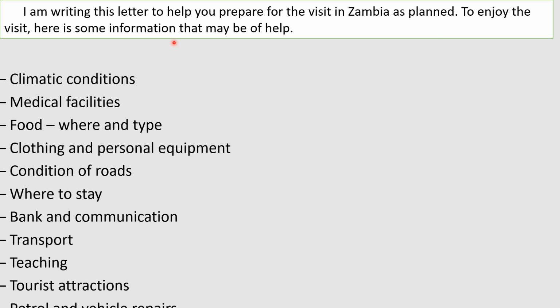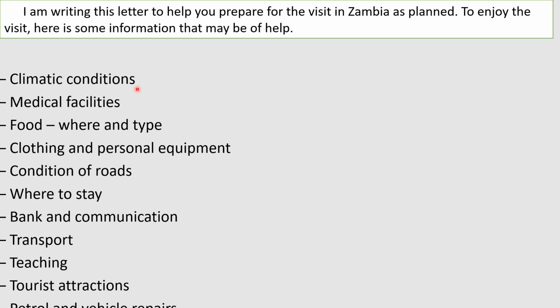Then after the introduction, you go to the main body where you start highlighting these points. I'll start with climatic conditions. So you ask yourself, what can I say about the climatic conditions of our school or of our country? Zambia, as compared to the UK, is hot. So I'm going to tell them that the climatic condition here in Zambia is hot. If it's hot, what should they do? You can tell them to carry some drinking bottles so that they can be drinking water frequently to cool the temperature.